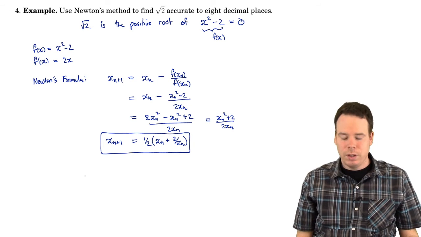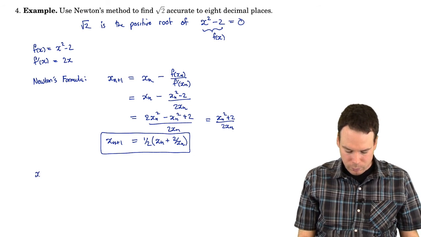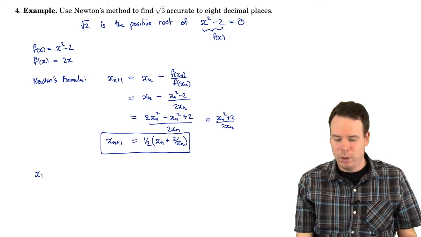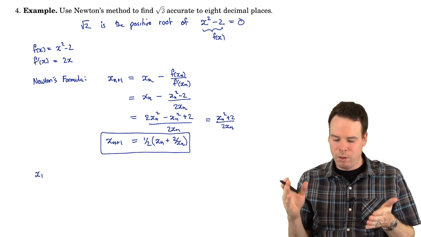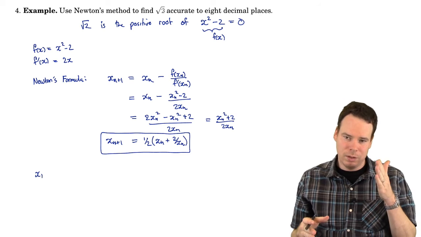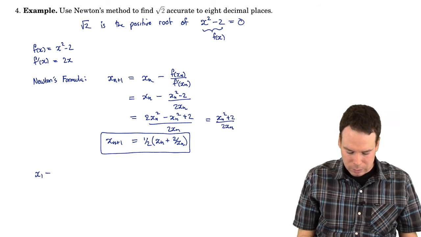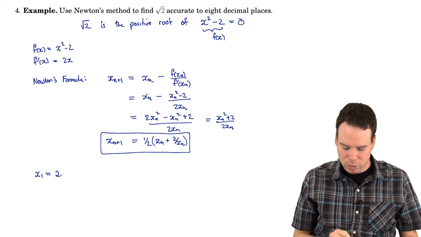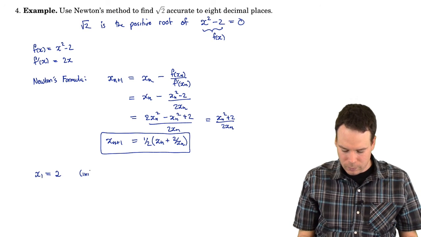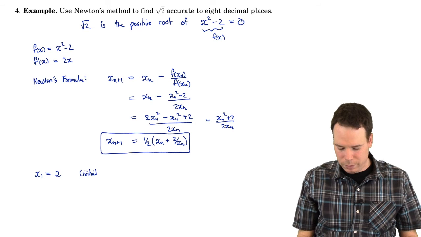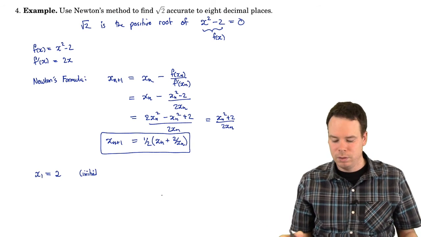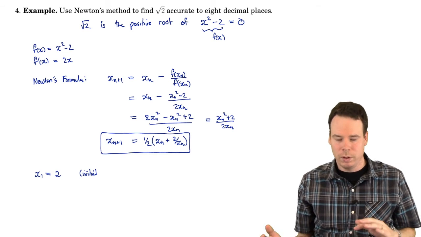So now I need to know an initial guess. What should my initial guess be? Well, the square root of 2. 2 is between 1 and 4, so the square root of 2 would be between the square root of 1 and the square root of 4, so it would be between 1 and 2. So maybe I'll take my initial guess to be 2. You could take it to be 1, or you could even take it to be 1.5, since you know the square root of 2 is going to be between 1 and 2.